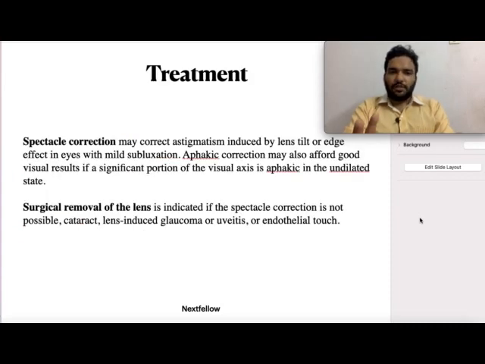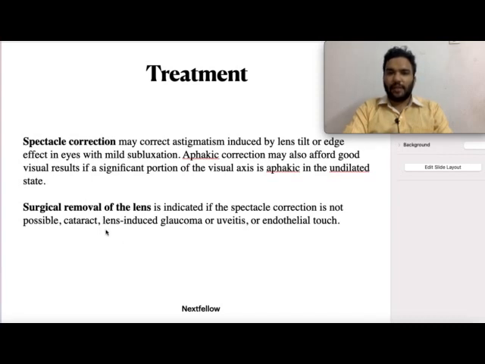Treatment is spectacle correction. The catch here is that there will be lens tilt or edge effect in eyes with mild subluxation. So either aphakic correction, if the entire visual axis is aphakic, or in the case of tilt, we will give astigmatic correction. Whereas if patients cannot be corrected with these measures, then we will go ahead with surgical removal of the lens.